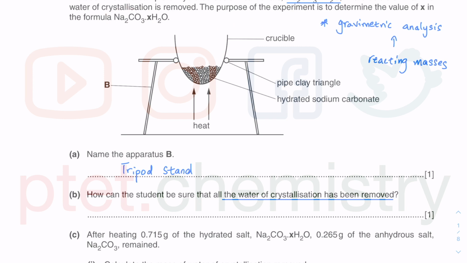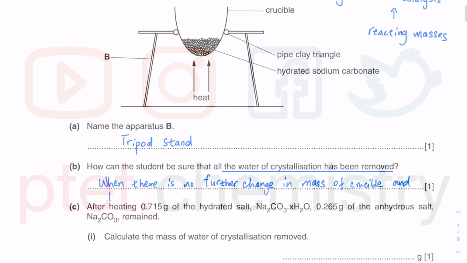When you heat it once, you put it on the balance, and then the second time you heat it again, you put it on the balance, then the mass should be constant. So that's what we mean by you should heat the solid until constant mass. So how can the student be sure when there is no further change in mass? When there is no further change in mass, meaning the mass remains constant, but mass of what? Mass of the crucible and the heated contents inside it.